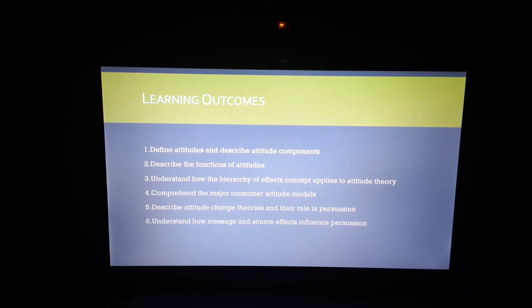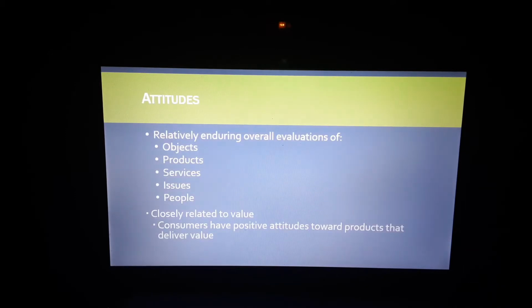Again, this is another chapter we're going to go into tremendous depth on, but just a general understanding of attitudes and their relationship to consumer behavior. Attitudes are relatively enduring overall evaluations of objects, products, services, issues, people. It's a measure of favor or disfavor that people have about things, and oftentimes it's very closely related to value. The greater the positive attitude, the greater value people believe the product delivers.